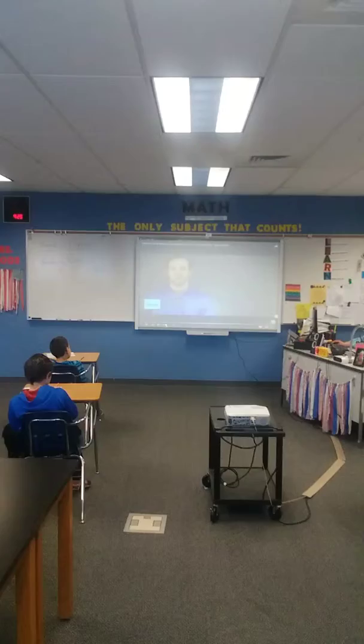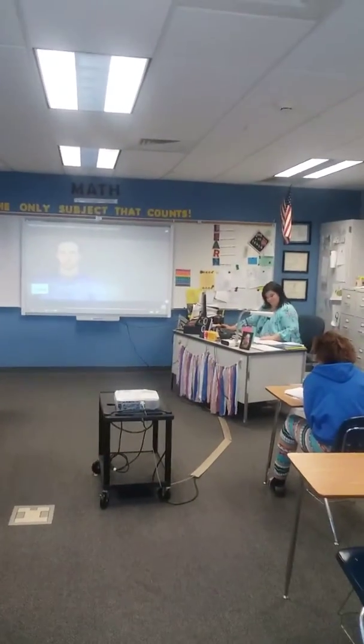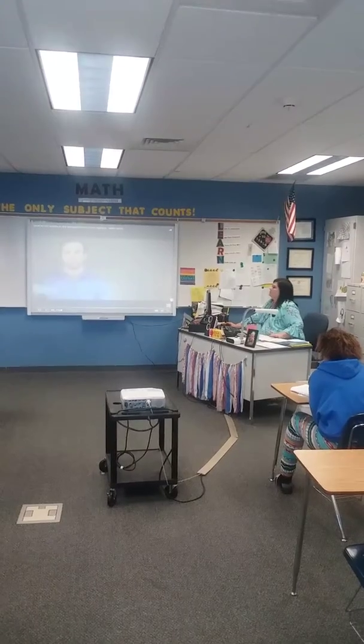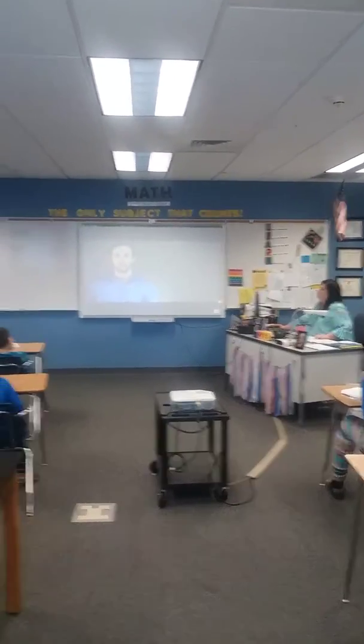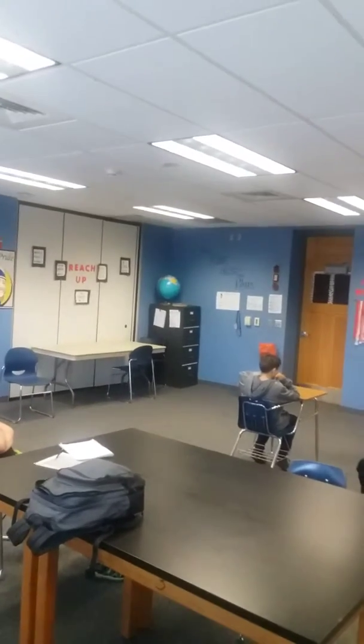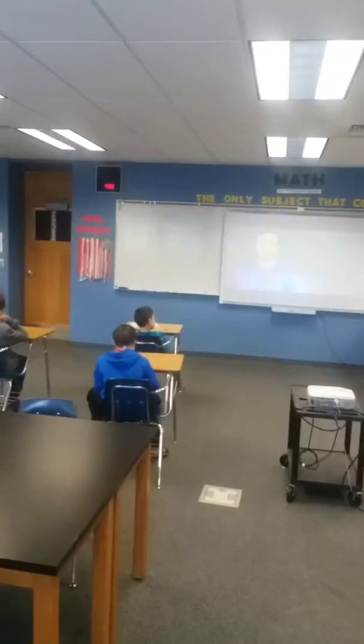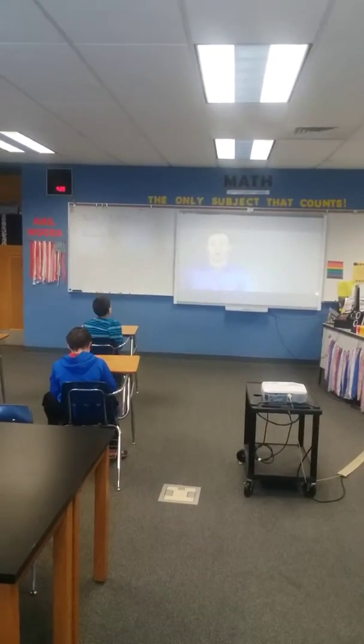Hi, I'm Drew Moyer, and this is how to do ratios in simplest form in pre-algebra. Writing ratios in simplest form is the same thing as reducing fractions. We want to divide both terms by their greatest common factor. In other words, the biggest number that the two have in common.